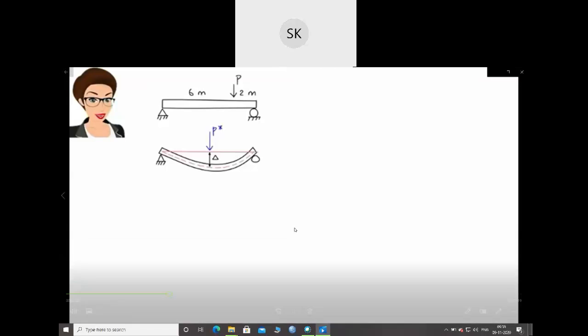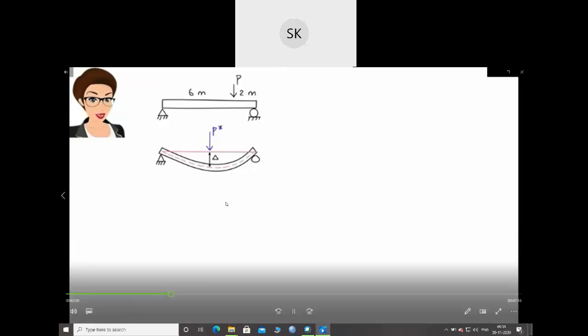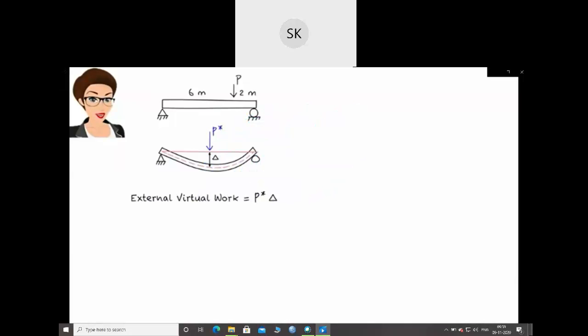Then the expression for external virtual work can be written as P star times delta. To determine the expression for internal virtual work, we need to know two things: the internal member force due to the virtual load, P star, and the internal member deformation due to the real load, P.